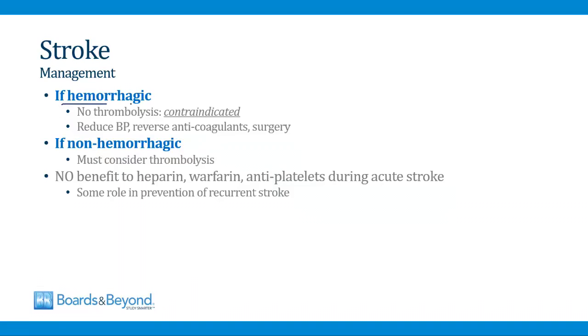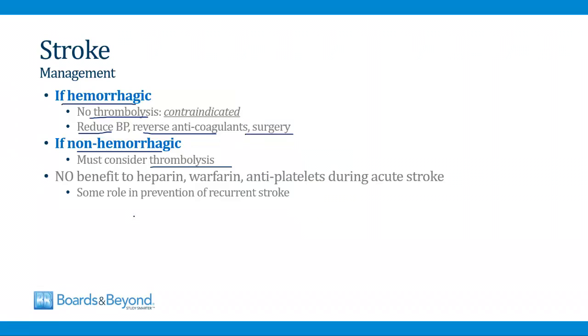If the patient has a hemorrhagic stroke, then you cannot use thrombolytic drugs. They are contraindicated. The treatment for hemorrhagic strokes is to reduce the blood pressure, reverse any anticoagulants the patient may be taking, and surgery in cases of massive brain bleeding. If, however, the stroke is non-hemorrhagic, then you have to consider thrombolysis because this therapy, if instituted quickly, is potentially life-saving and can resolve neurologic defects that would otherwise become permanent.